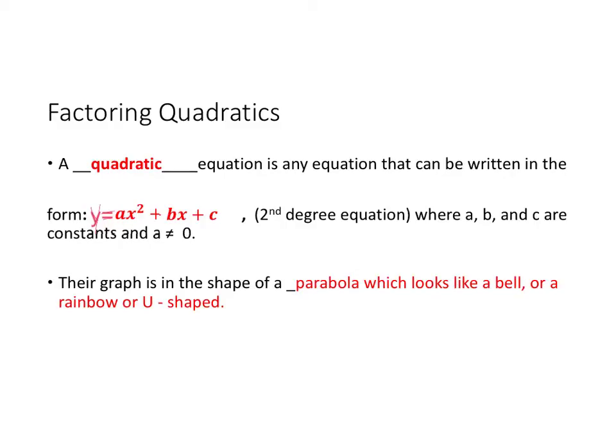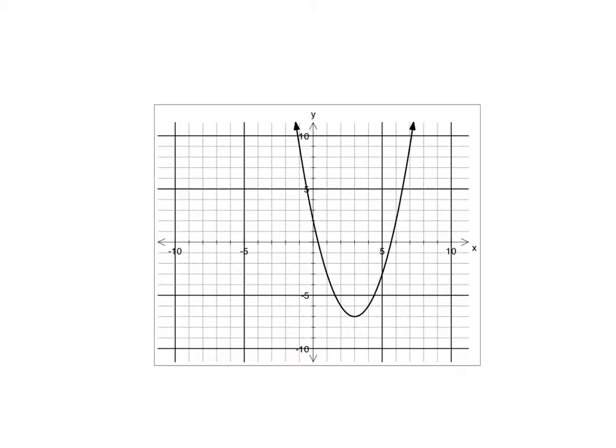Now, the graphs of these quadratics are in the shape of a parabola. So we know what a parabola is from chapter 3, and it looks like a bell or a rainbow or U-shaped, right? Depending on whether our a value is positive or negative. Now, if we look at this picture, this is a quadratic that has a positive a value. We know that because it is opening upwards. We want to look at what the x-intercepts are. That's the important thing here. All we're doing is we're solving to find the x-intercepts.